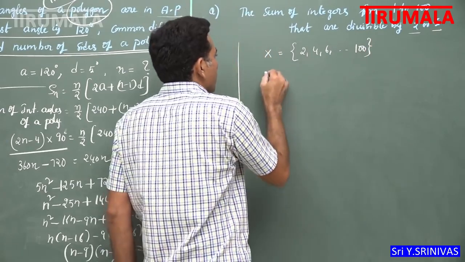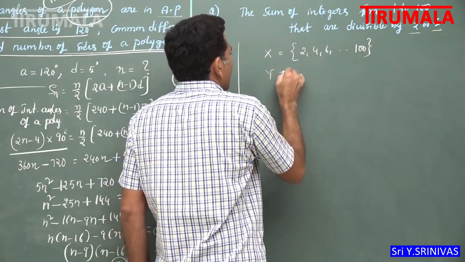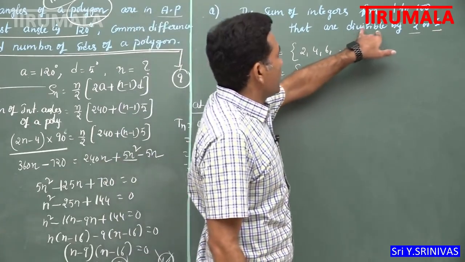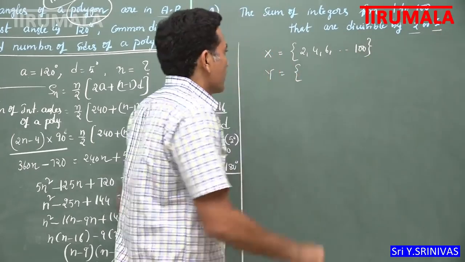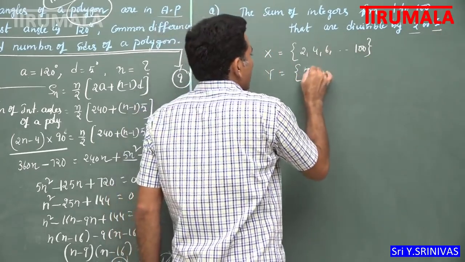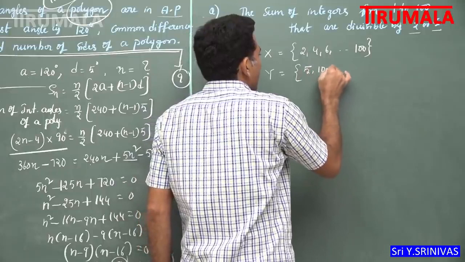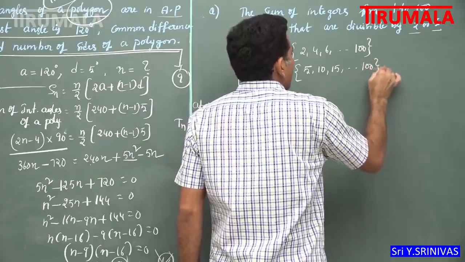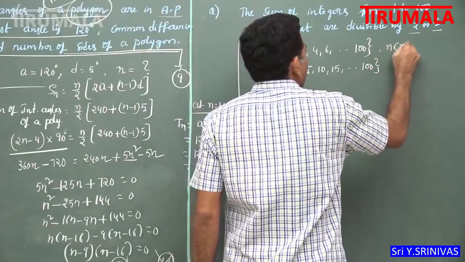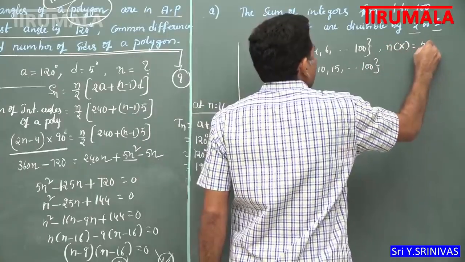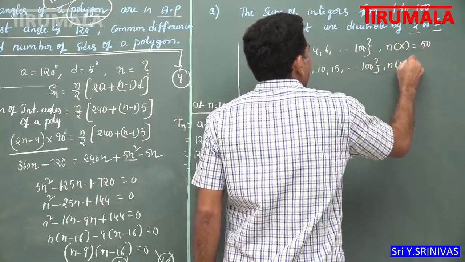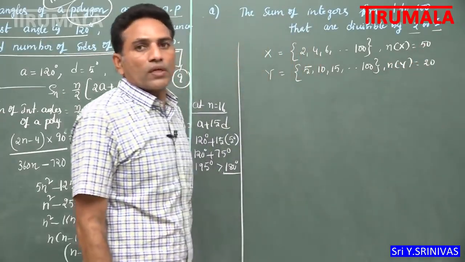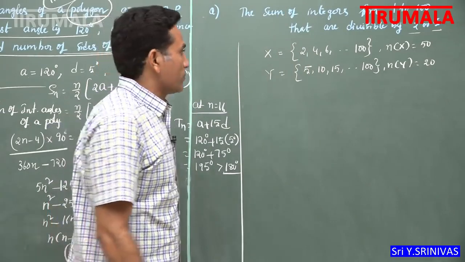Okay, students. Now, what is y? Y equals the set of numbers which are divisible by 5. What are the numbers divisible by 5? 5, 10, 15 and so on up to 100. How many numbers are there in n of x? N of x equals 50 numbers. N of y equals 20 numbers. 5 ones are, 5 twos are and so on, 20 fives.